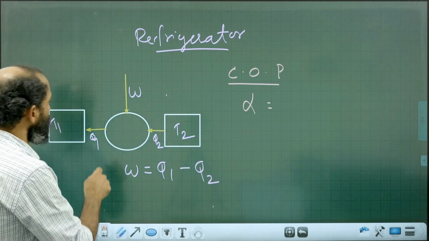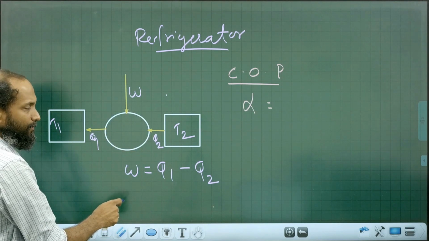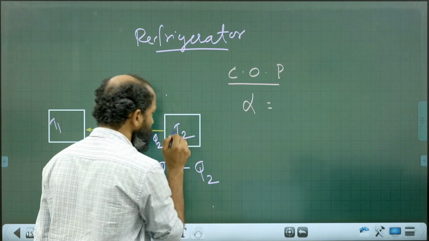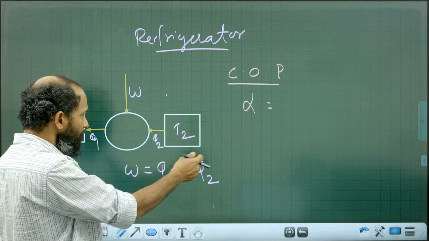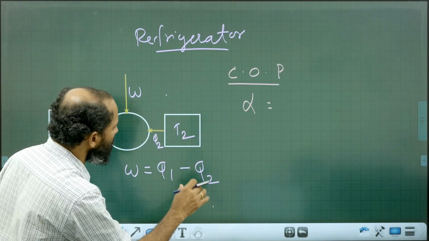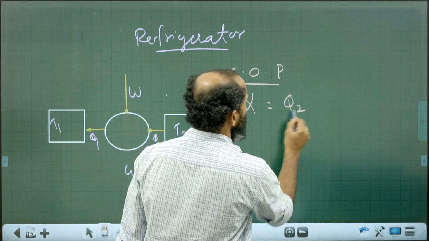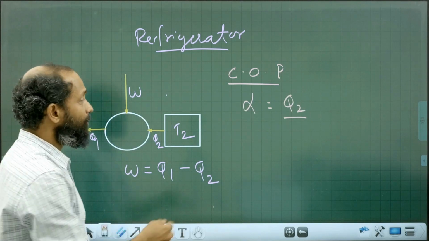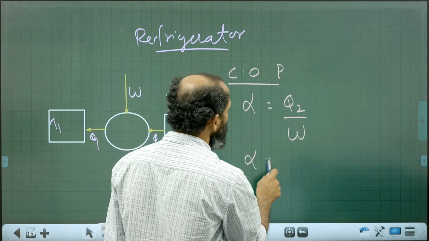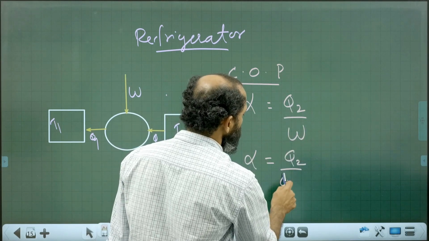Here, which is the output? W, Q1 or Q2? The cold reservoir is the output. The temperature of the cold reservoir should be less, so more heat should be extracted from the cold reservoir. Then only the cold reservoir keeps on cooling. So Q2 is the output. Output is not W. W is the input. So Q2 by W is the performance coefficient, and alpha equal to Q2 by W, that is Q2 by Q1 minus Q2.